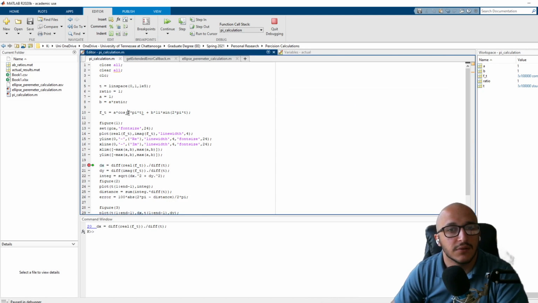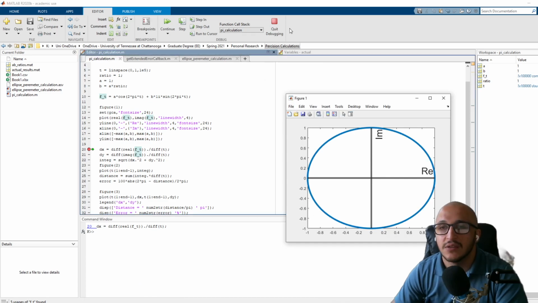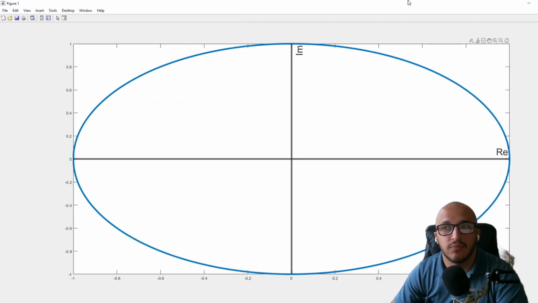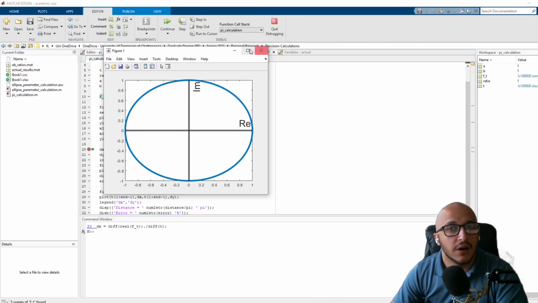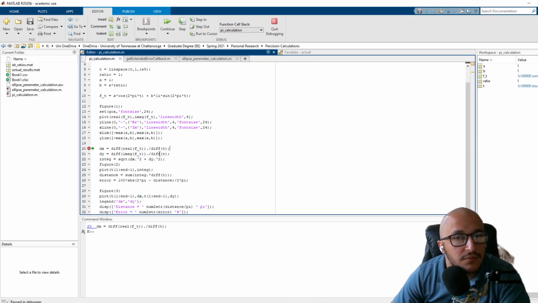Where we say our function of t is a times cosine of 2 times pi times t plus b times j sine 2 times pi times t. Then we plot the real of that function by the imaginary component, and that's how we get this plot here. And then we say dx times dt. Right.